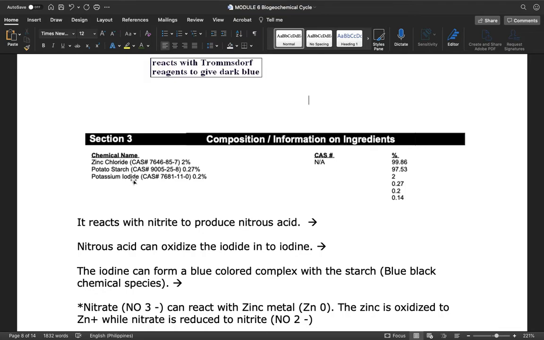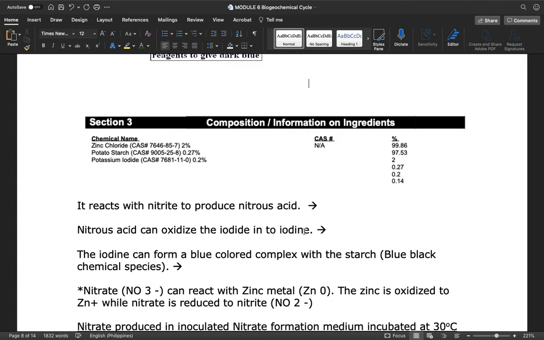Initially, once you add your Tromsdorf reagent to your setup and you expect nitrites to be present, those nitrites will react with the Tromsdorf reagent and produce nitrous acid. That nitrous acid can oxidize the iodide present into iodine. And we know that iodine is a big molecule, a big atom, right?